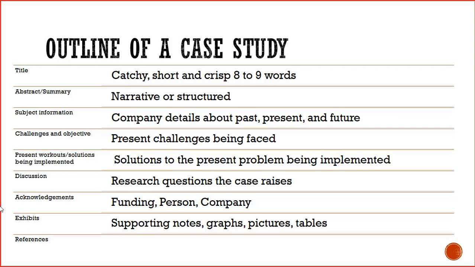So at last, it should end with the research questions: what the company should do, what the protagonist actually should do. It revolves around the protagonist, what actually he should do. And at last, acknowledgement is not so common, but exhibits and references are common. It should be there. Exhibits and references you cannot avoid.